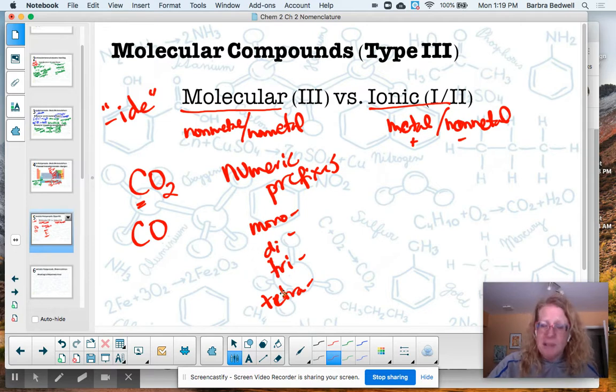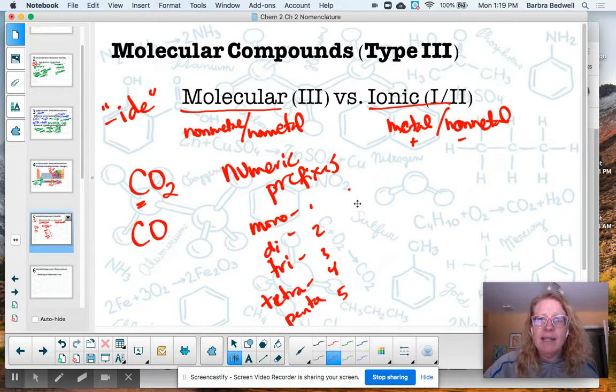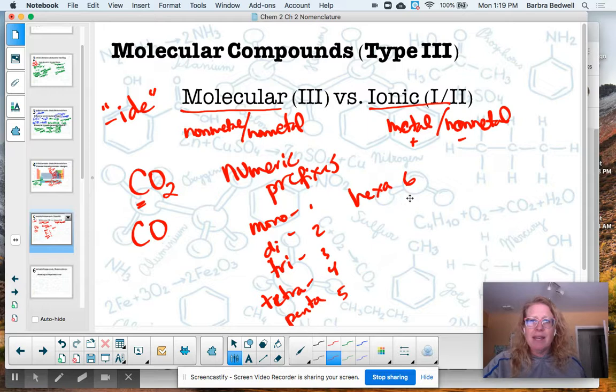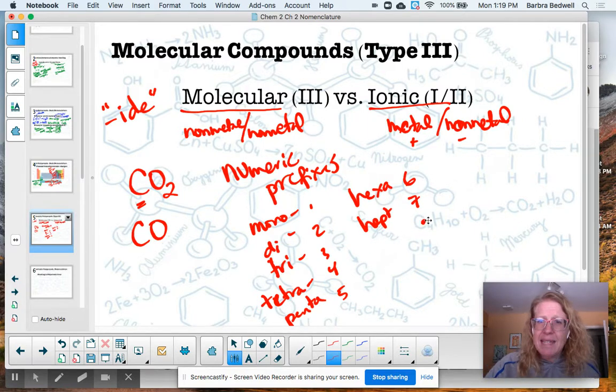Mono, di, tri, tetra. That's 1, 2, 3, and 4. 5, just like in geometry, is penta, or pent. 6 is hex or hexa, depending on what it's with. So that's 6. 7 is hept. 8 is oct, O-C-T-A. It's supposed to be a C. All right, octa. 9 is N-O-N-A, and 10 would be deca.